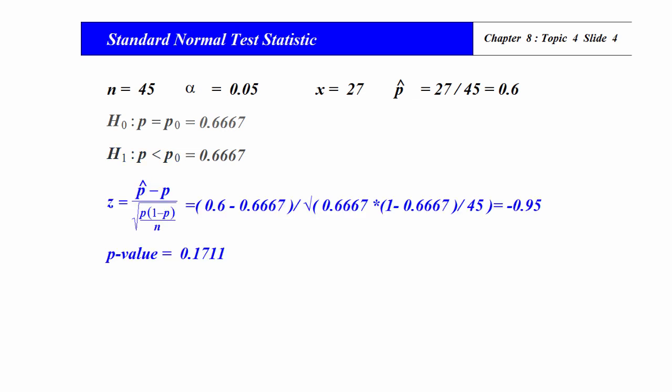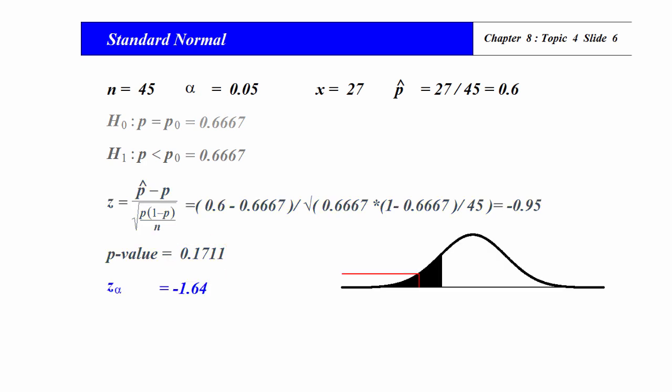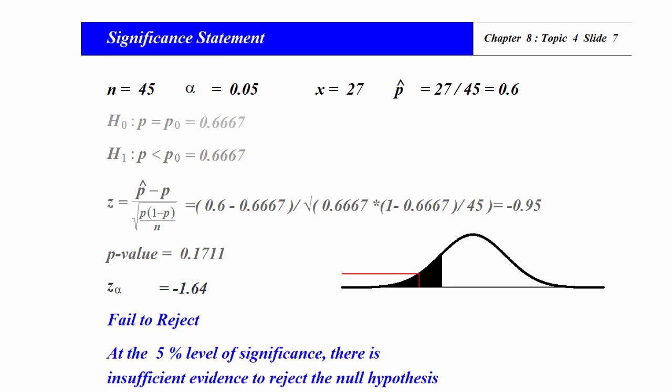Computing the test statistic, we get negative 0.95. With a p-value of 17%, this is insignificant. This is further illustrated by the critical value. At the 5% level of significance, there is insufficient evidence to reject the null hypothesis. In a sample of 45, 60% is not significantly different than a 2/3 majority.